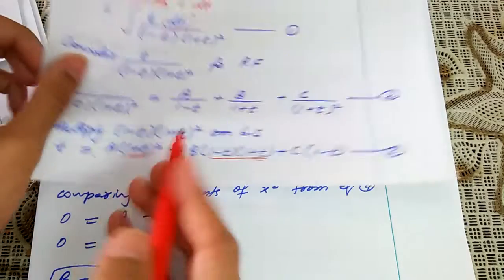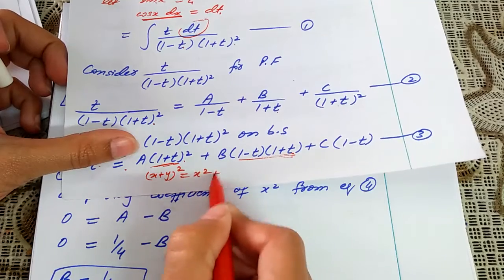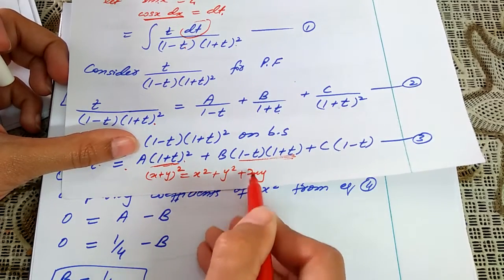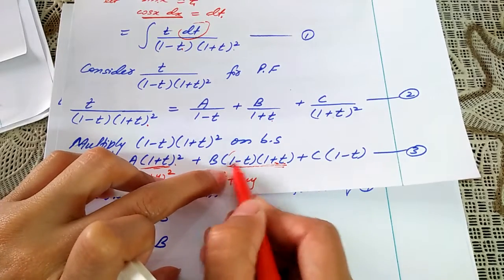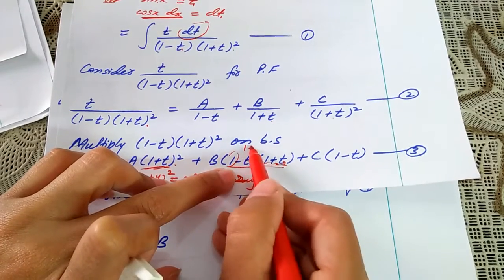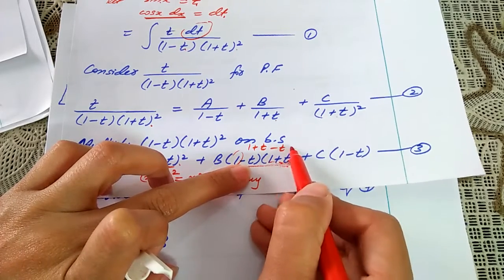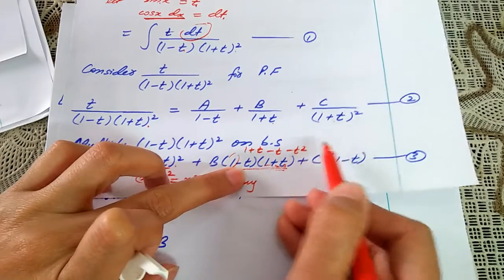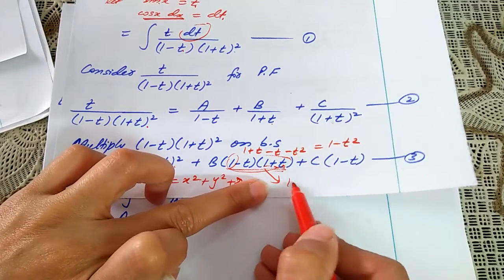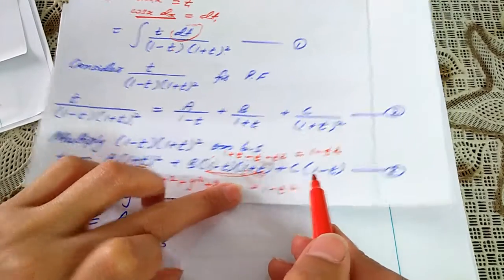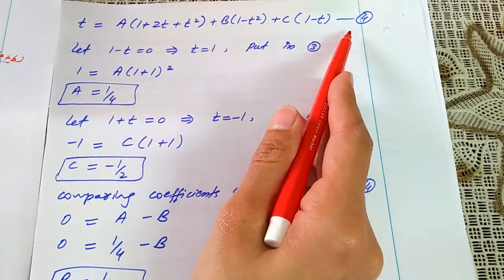We know that this can be opened by the square formula: (x plus y) whole square equals x square plus y square plus 2xy. Just open it and we can multiply easily. First multiply 1 with these two terms, we'll get 1 plus t. Now multiply minus t with these two terms, we'll get minus t and minus t square. So this equals 1 minus t square. We can also use the identity here and directly write 1 minus t square. Open this and mark it as equation number 4.